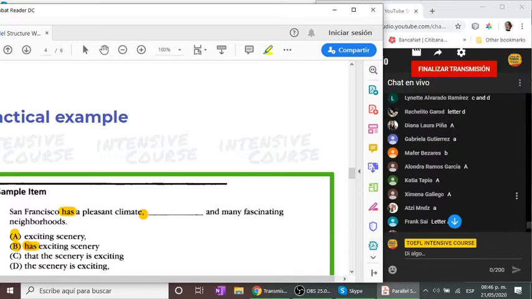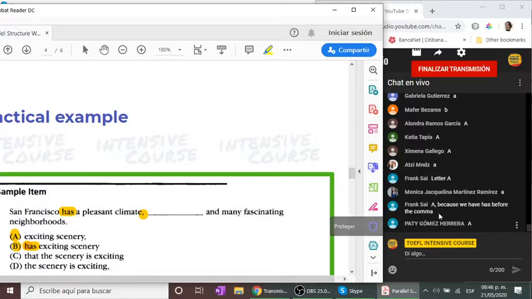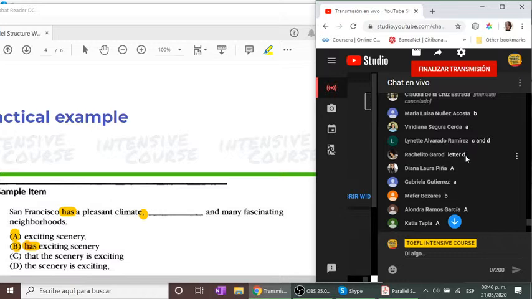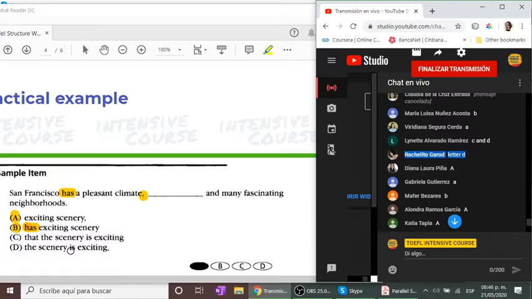A. There you go. Muy bien, chicos. Oh, somebody did D. Hold on, go up. We want to see the one that made a mistake and we want to know why. Letter D. The scenery is exciting. I'm going to read it again. San Francisco has a pleasant climate. The scenery is exciting and many fascinating neighborhoods. It does not make sense. Como que te trabas, te detiene este is. Yeah, because that comma is very important. And I want you to remember this: North Americans and English, they want to keep it short and simple.